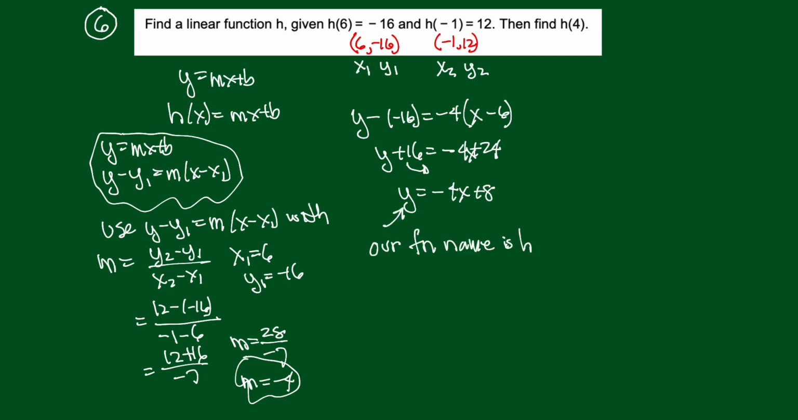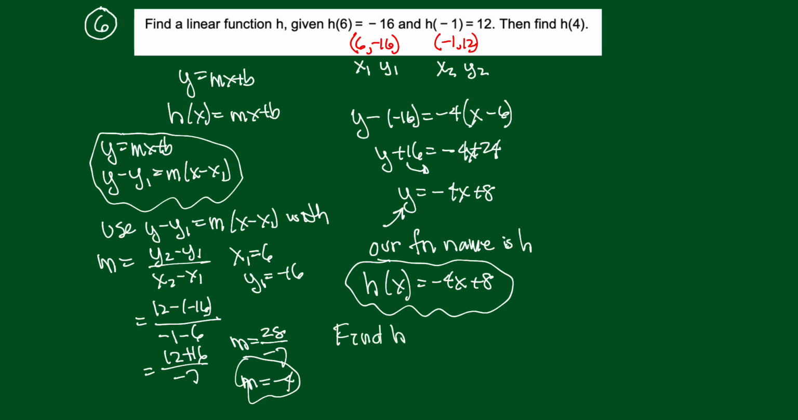But now our function name is h, so I'm going to replace that y with an h, and write it like this: h of x is equal to negative 4x plus 8. There's our function. That's the first part of what we want to do. And then we want to find h of 4. All right, so this just says when you replace that x with a 4, replace all the x's with 4. So h of 4, can you see it here? H of x, h of 4. That x has been replaced by 4. So just go over here to the instructions and replace all the x's with 4.